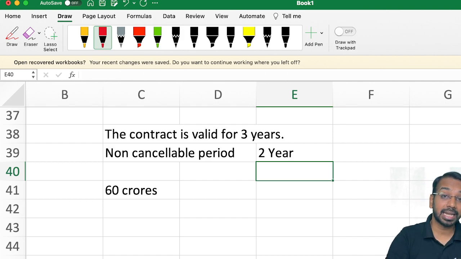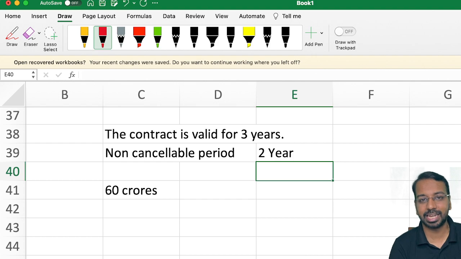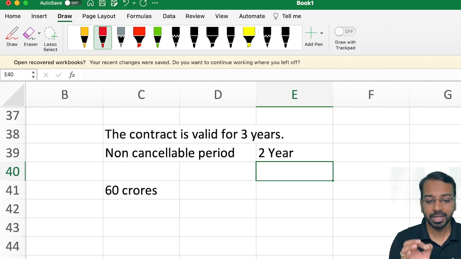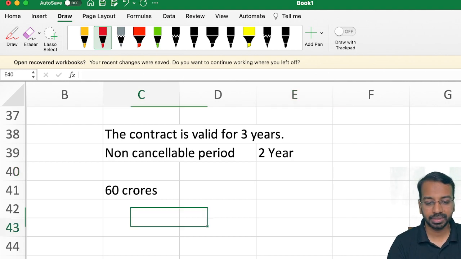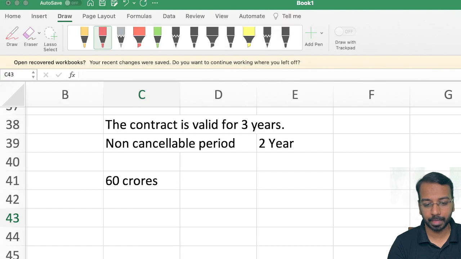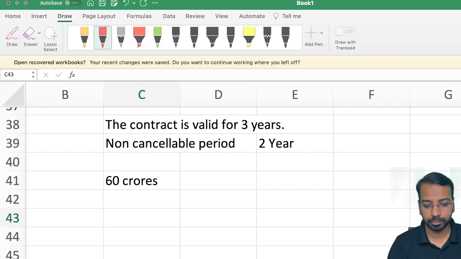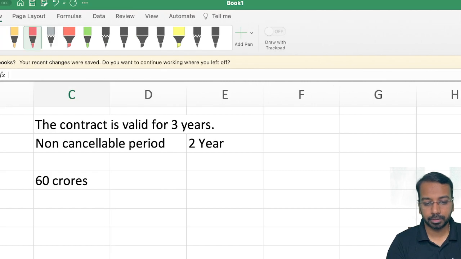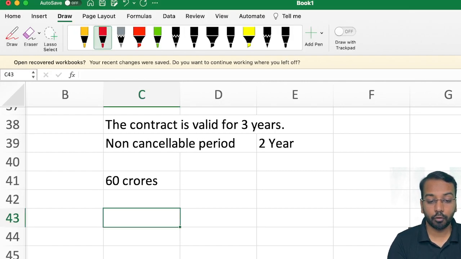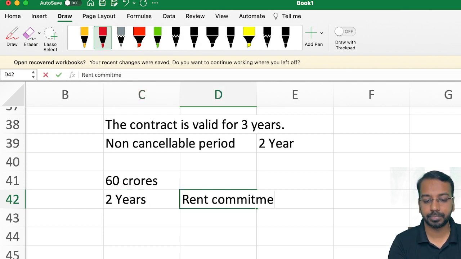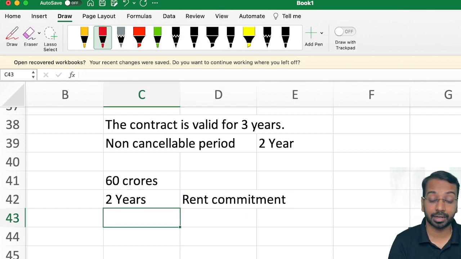Now you will understand the logic of using the non-cancelable period when we start doing lessee and lessor accounting. So the non-cancelable period is a 2-year period, which means that for a period of 2 years, there is a rent commitment.